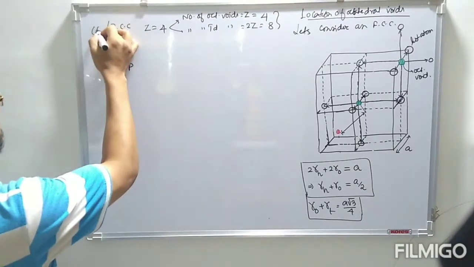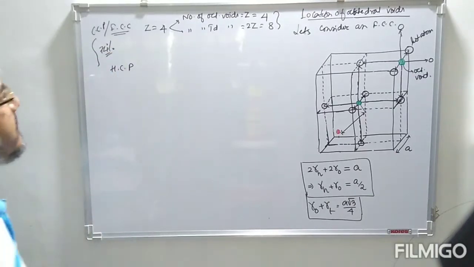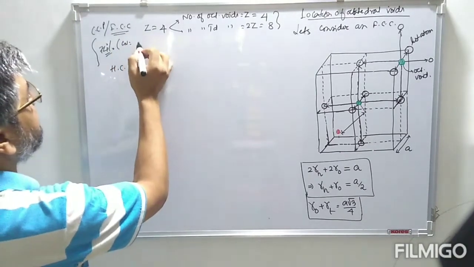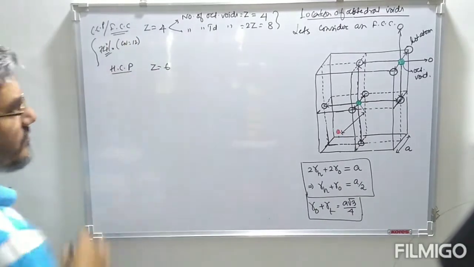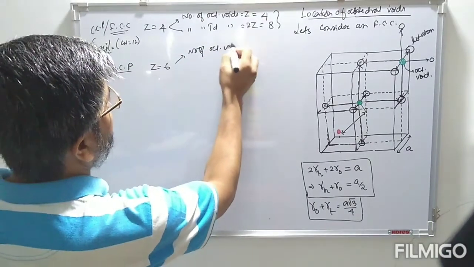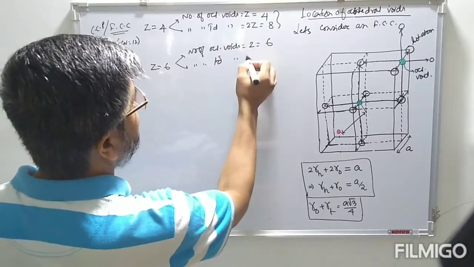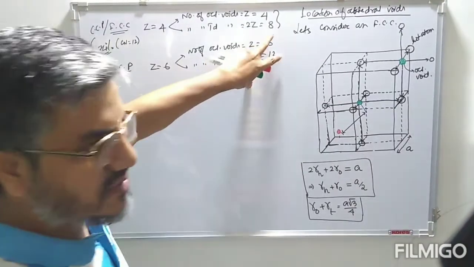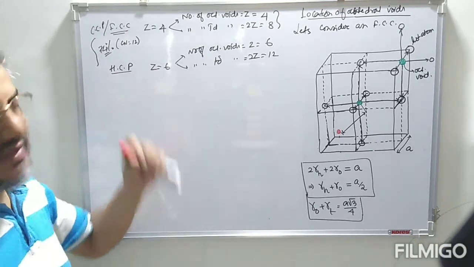HCP, hexagonal close packing. This is also known as cubic close packing because both have 74% packing efficiency and the same coordination number. And the coordination number is 12 in both. In HCP, the number of atoms per unit cell is 6. So the number of octahedral voids is equal to Z, equals 6. The number of tetrahedral voids is equal to 2Z, which is 12. And the total number of voids is 6 plus 12, 18. This is the number of voids in a close-packed structure.